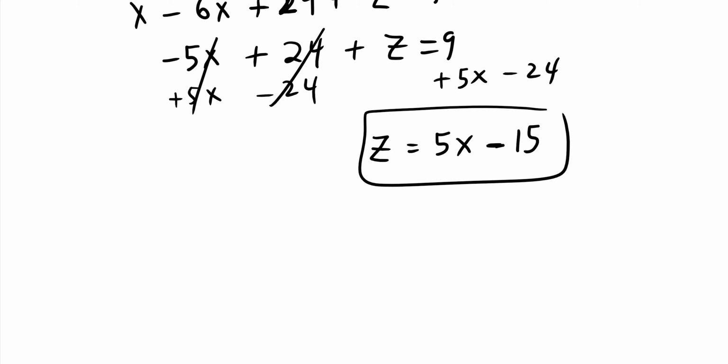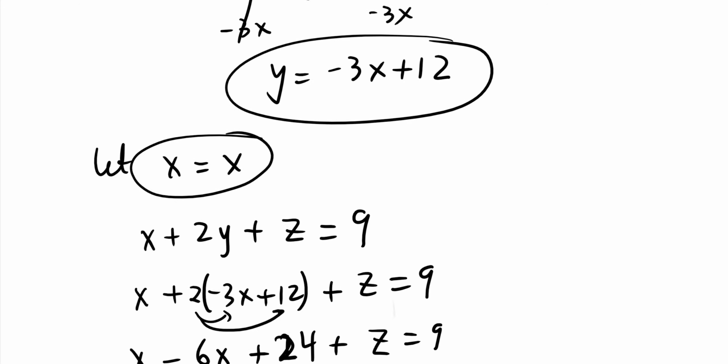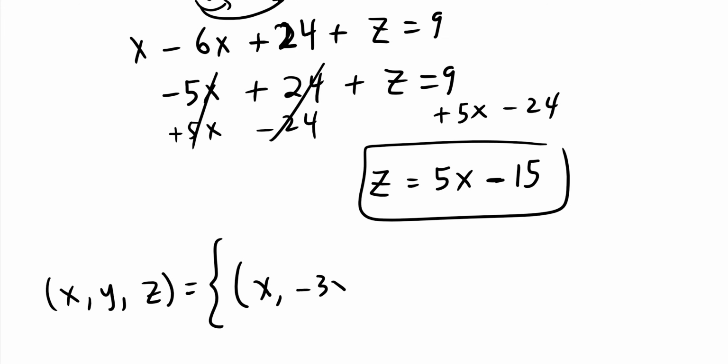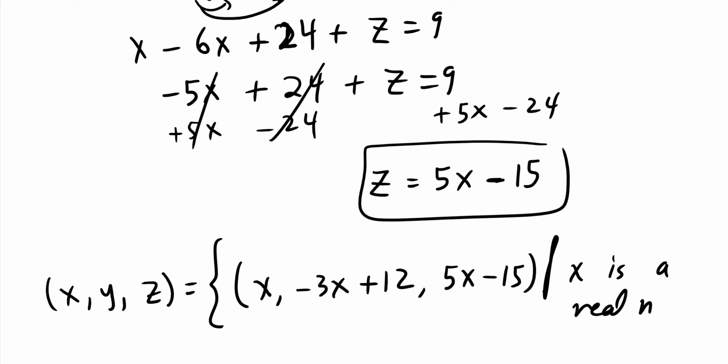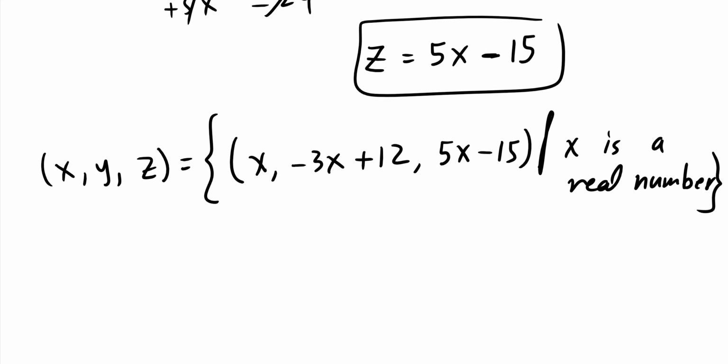So the way we're going to write the solutions down, we say the x, y, z that I wanted is going to be in this form. x is just x. y is negative 3x plus 12. And z is 5x minus 15. So that x is a real number. So what does that mean? I have only two planes. For every x value you substitute in, you're going to get one triple solution.